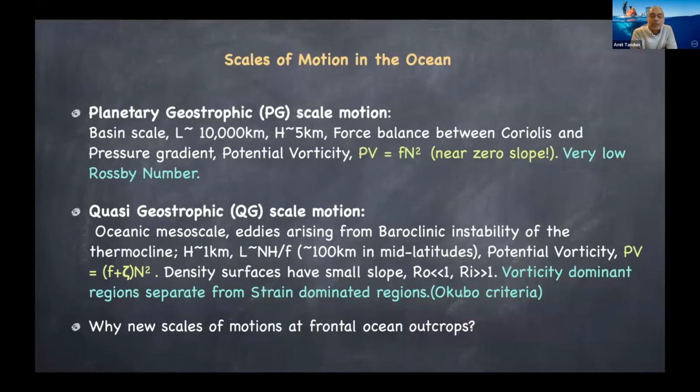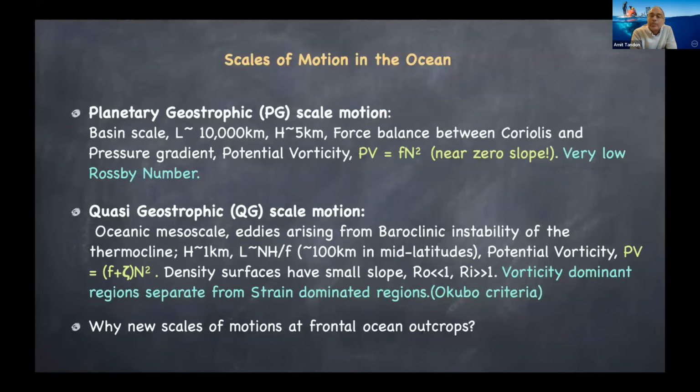And as you go to the oceanic mesoscale, the eddies begin to arise from baroclinic instability of the main thermocline. So here, what we are really thinking about is the depth of the main thermocline, which is order 1 to 2 kilometers. And then the horizontal length scales which begin to become important are given by the Rossby radius of deformation, N H over f, which is 100 kilometers in mid-latitudes or so.